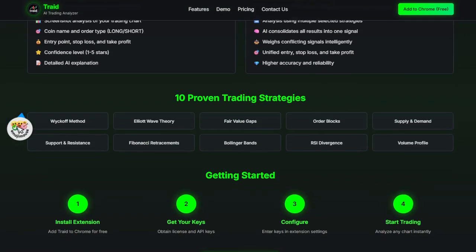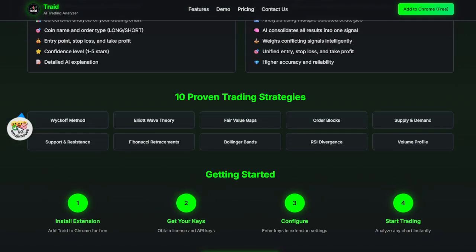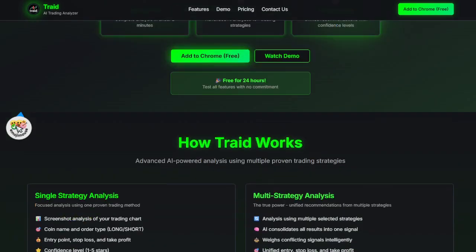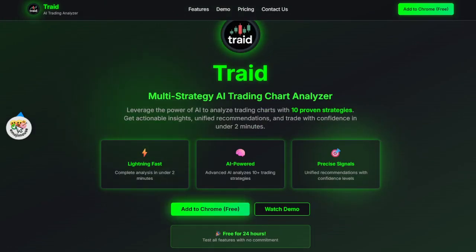Okay, perfect. So, let's start at the top. If you had to kind of sum up Trade, the description I saw was AI trading analyzer for multi-strategy chart analysis. Does that nail it? And what's the core promise, really? Yeah, I think that description captures it pretty well.